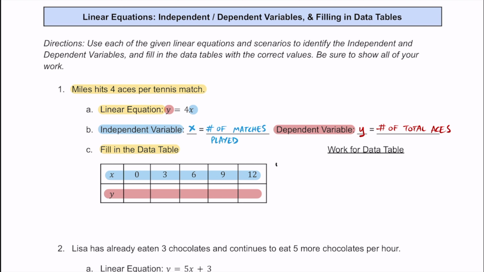So let's write that work down. It's going to be y is equal to 4 times 0, so it's 4 aces per match, but we're playing 0 matches. So 4 times 0, that's just going to be 0. So if he plays 0 matches, he hits 0 aces.